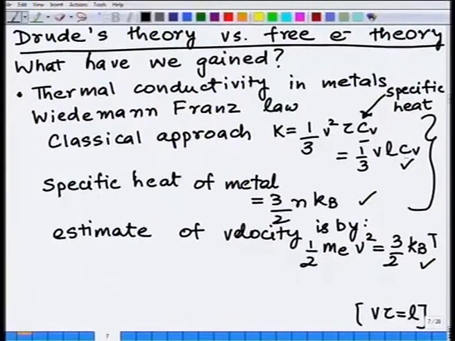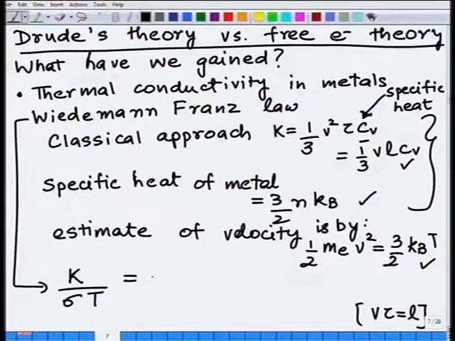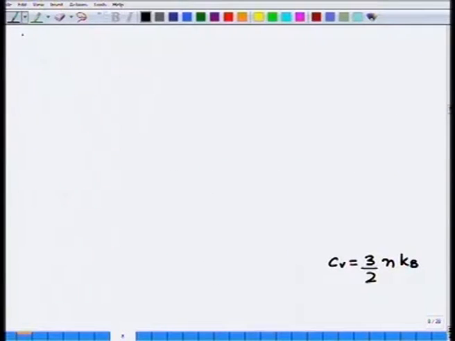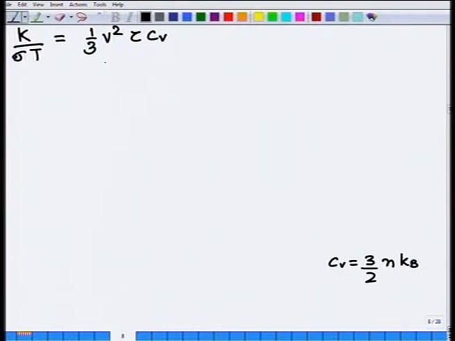Now, there is a law called the Wiedemann-Franz law, which says that for metals K divided by sigma T will be a constant. This is what the Wiedemann-Franz law is. Let us derive this expression now. So what will this quantity be equal to? This K by sigma T will be equal to, let us substitute K, 1 by 3 V square tau Cv divided by conductivity.